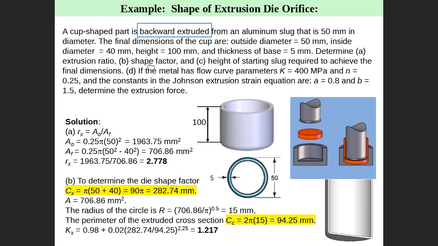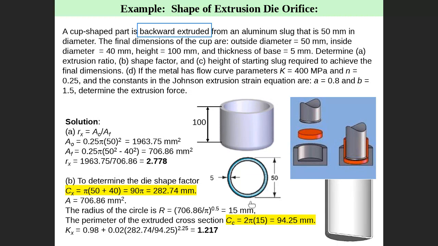Second question, what is the shape factor? We had an example very similar to this one in a previous slide. Do you remember? Then you need to get Cx and Cc. Cx is directly the perimeter of this part, the outer perimeter plus the inner perimeter, so pi times 50 plus pi times 40. So Cx can be obtained.